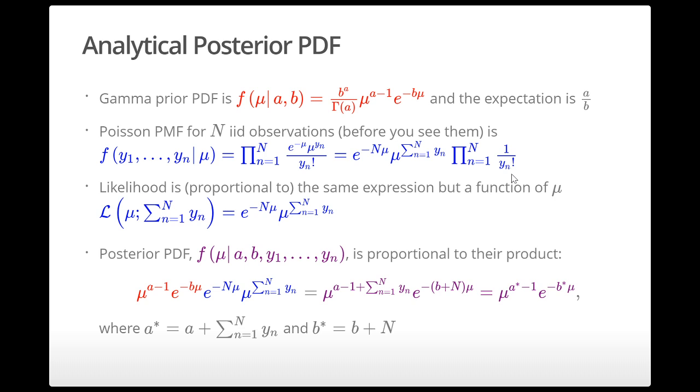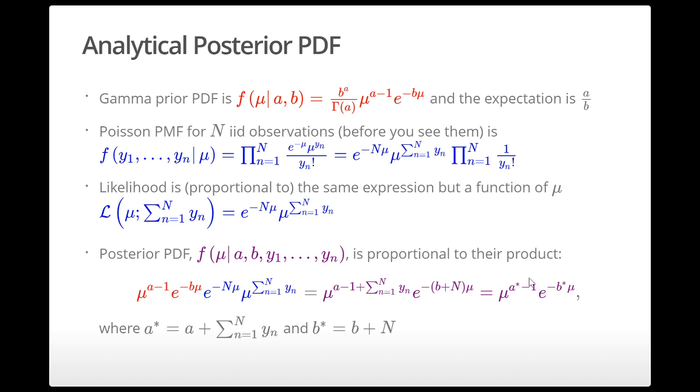Then the posterior PDF is going to be proportional to the product of the prior PMF and the likelihood function. As we see in this case, the kernel of the prior, the part that involves mu, has the same form as the kernel of the likelihood. So we can simplify these terms and write it in the same form as our prior, mu to the a star minus 1 times e to the negative b star times mu, where a star is equal to a plus the sum of the y's, and b star is equal to b plus n.